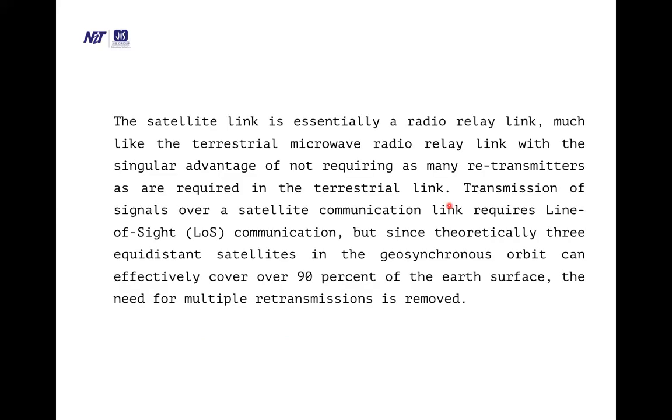Satellite link design. In the previous class, we started the satellite link and how it is communicated. It is essentially a radio relay link, much like the terrestrial microwave radio relay link, with the singular advantage of not requiring as many retransmitters as are required in the terrestrial link. Transmission of signals over a satellite communication link requires line of sight communication. But since theoretically three equidistant satellites in the geosynchronous orbit can effectively cover over 90% of the Earth's surface, the need for multiple retransmission is removed.